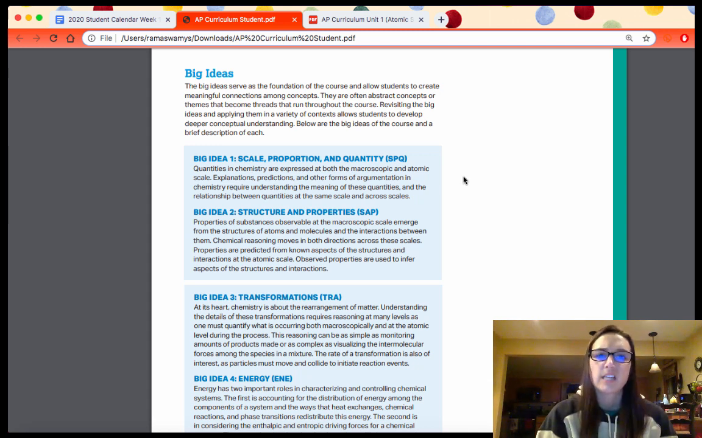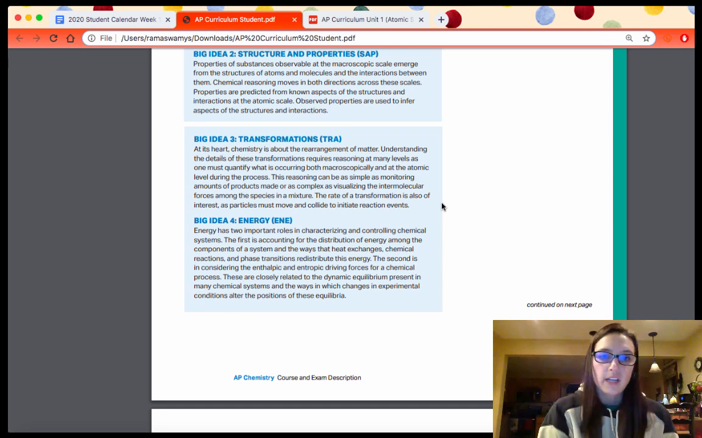Big idea one is scale, proportion, and quantity. On a lot of the unit guides, you might see SPQ, that's talking about big idea one. This is looking at any quantities in chemistry. You might be explaining or predicting or justifying your answer, but to justify it might say use a calculation. So that's the first big idea. It's using the idea of some sort of quantity, either at the macroscopic or at the microscopic level. The second big idea is structure and properties. This is looking at properties of substances, either at the large scale or at the micro scale, thinking about particle diagrams. And this is looking at how to reason for any prediction. So what's your justification? It might ask you to use properties as a way to justify.